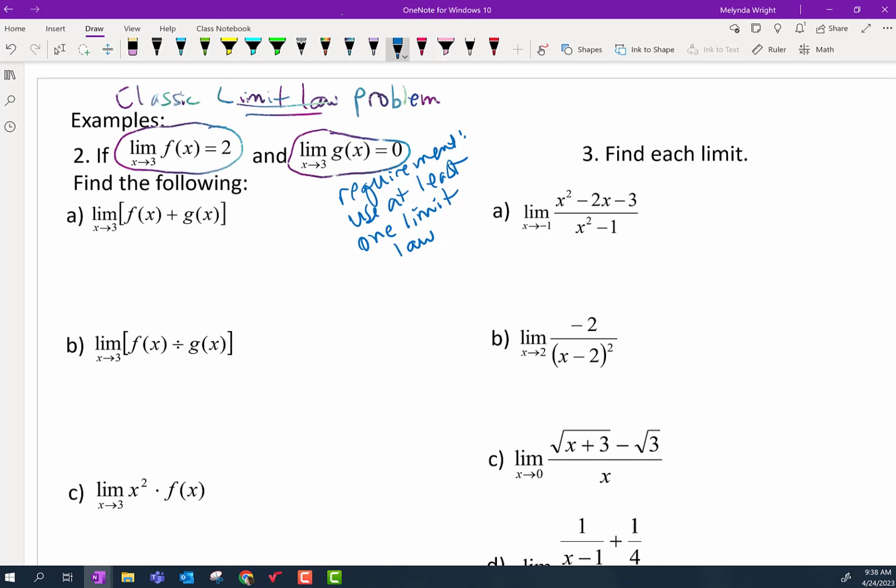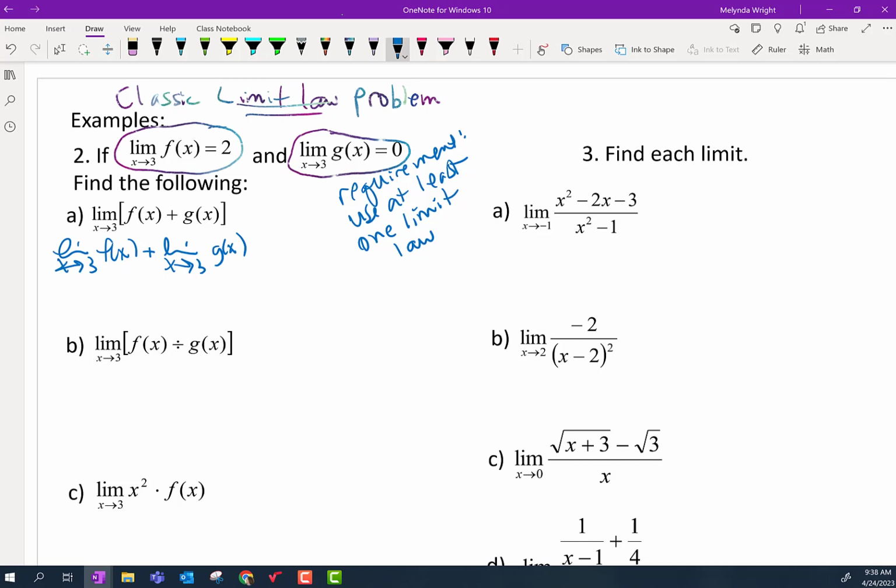Okay, so we can see that we have an addition of functions. So let's use that first limit law, the addition one. So the limit as x goes to 3 of f of x plus the limit as x goes to 3 of g of x. Okay, so that meets the requirement. I used one limit law.